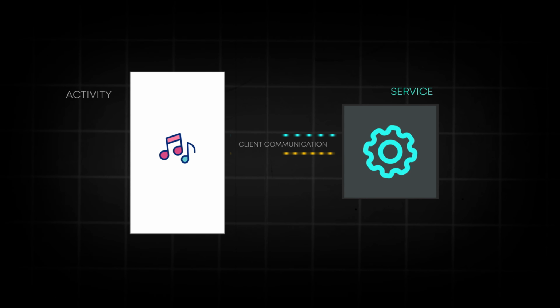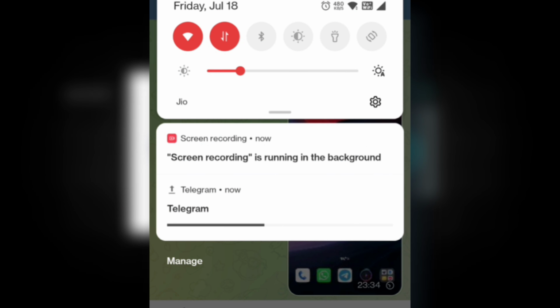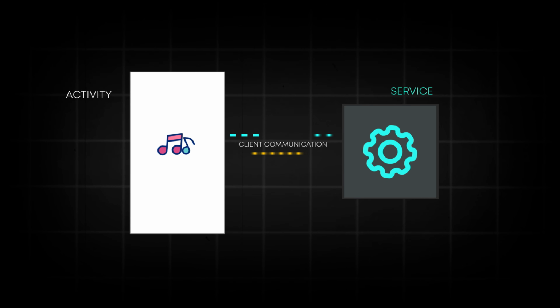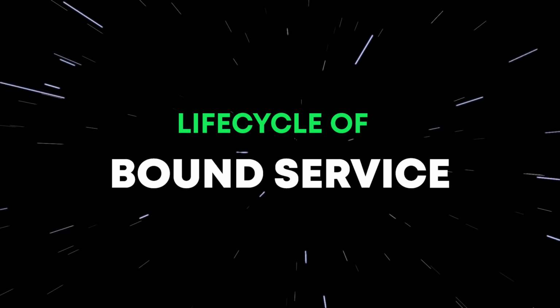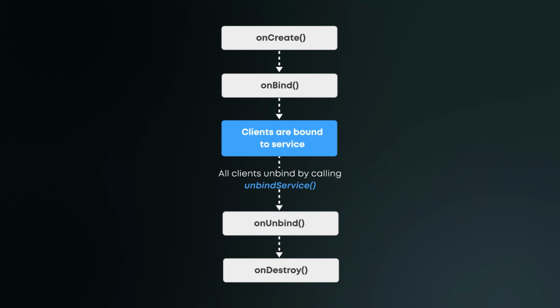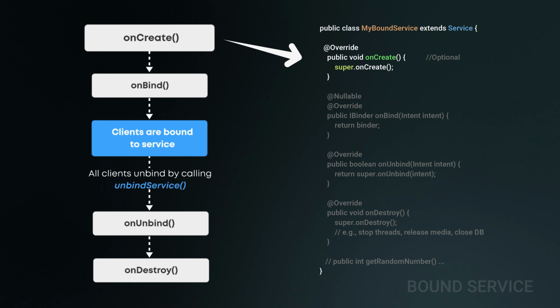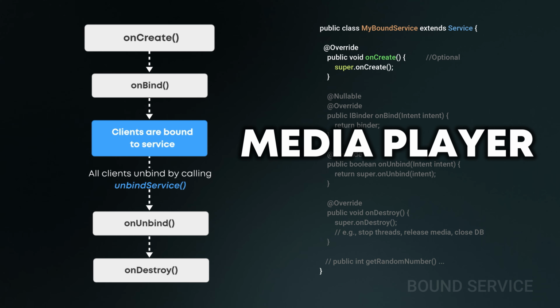But what if your app needs to talk to the service? For example, to get download progress or send commands. That's when we use a bound service. Let's break down the full life cycle of a bound service, from creation to disconnection. Just like with started services, onCreate is the first method that's called when the service is created. Use it to set up any shared resources like threads, database references, or media players.